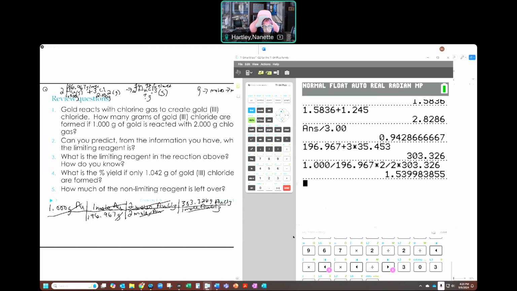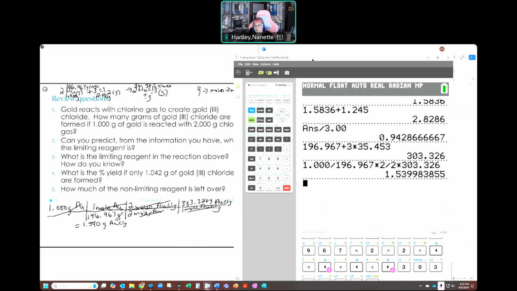Now the question becomes, how many sig figs should that number have? Well, if I look at the numbers that I started with, this has 4 sig figs and this has 4 sig figs, so my answer should also have 4 significant figures. And actually it's going to round to 1.540, because I need to round up, so my 1.5399 is going to round up to 1.540 grams of AuCl3. Okay, so that's 4 significant digits.